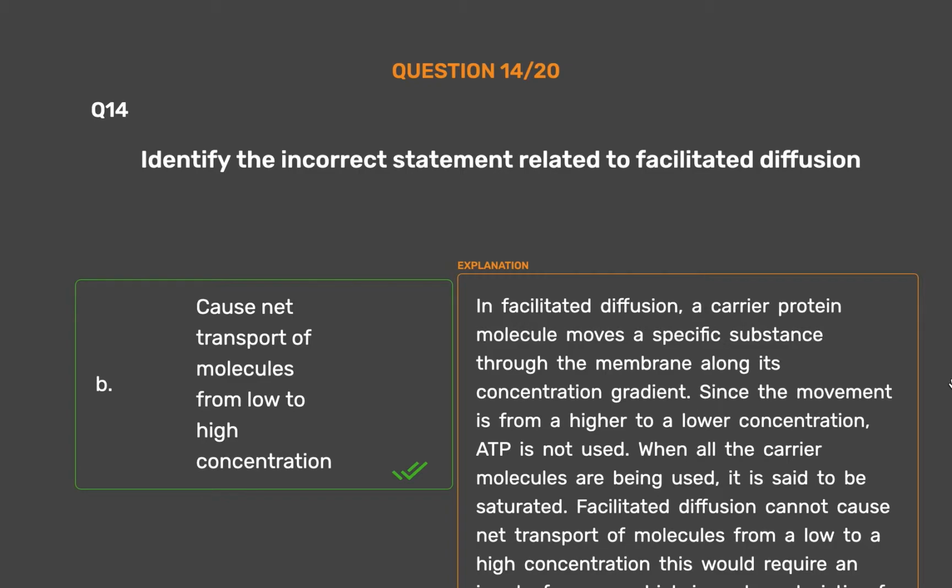When all the carrier molecules are being used, it is said to be saturated. Facilitated diffusion cannot cause net transport of molecules from a low to a high concentration. This would require an input of energy, which is a characteristic of active transport.